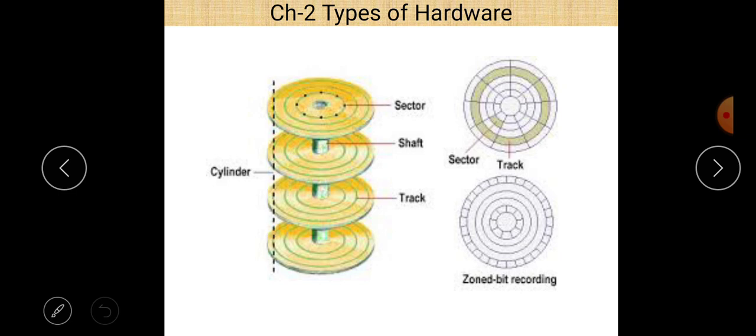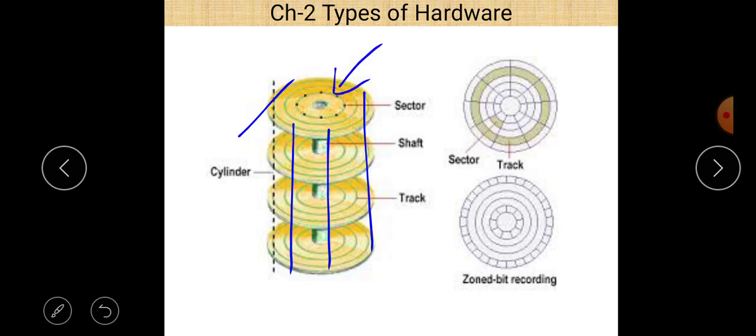When we connect different tracks of each platter at the same position, we can find the cylinder. So there are different cylinders, you can easily see here, and we are not able to read and write data on the first surface of a disk and the last surface of a disk. And we can read and write data only on the surface of the disk, not inside of the disk. And the surfaces of a disk are basically coated with a magnetic material.